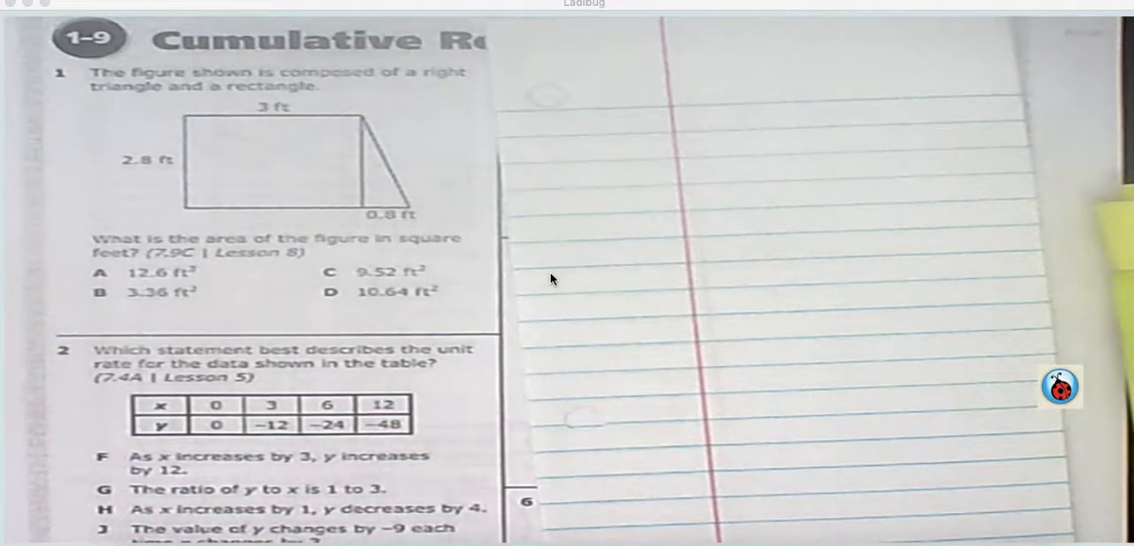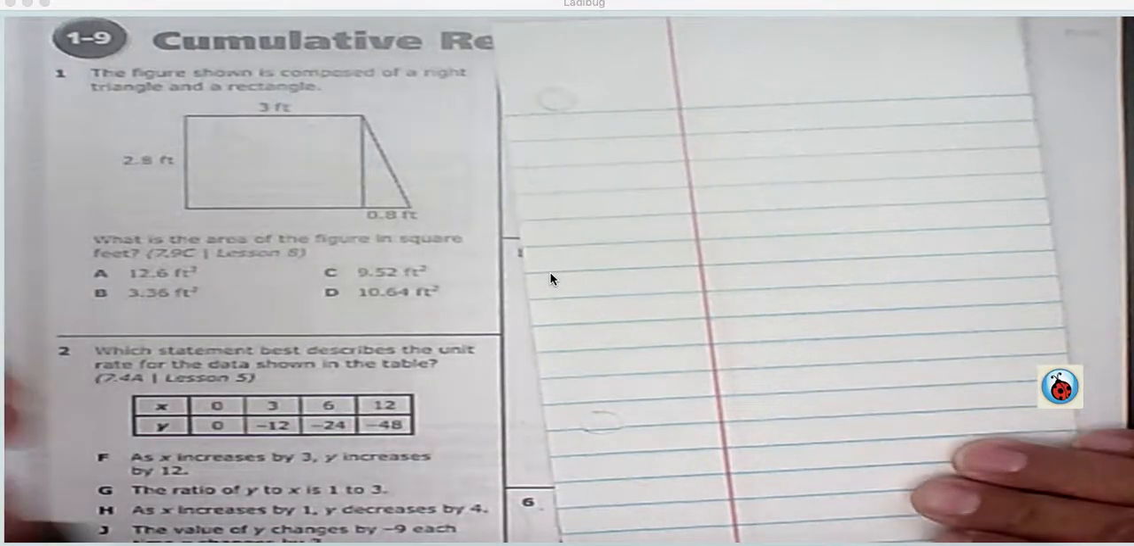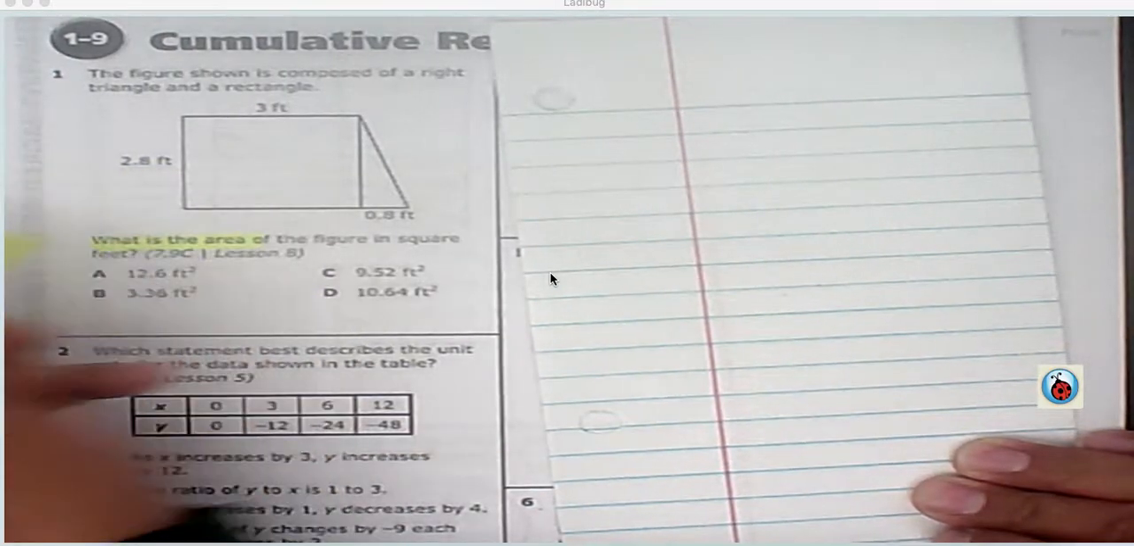This video is going to go through your cumulative review for today, 1 through 16. Number 1, the figure shown is composed of a right triangle and a rectangle. What is the area of the figure in square feet? So we're talking about a triangle and a rectangle.